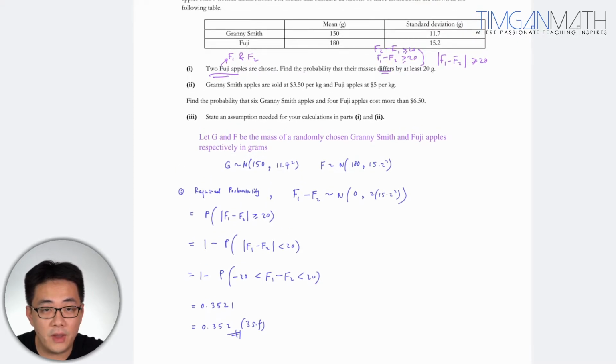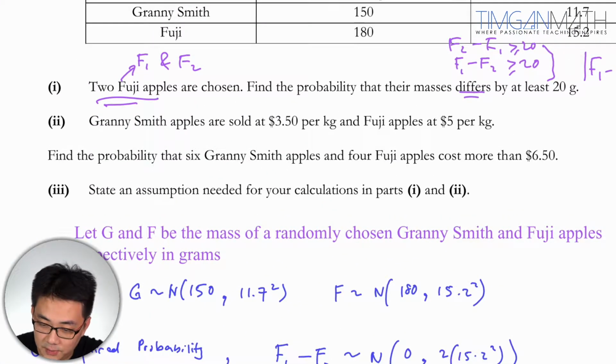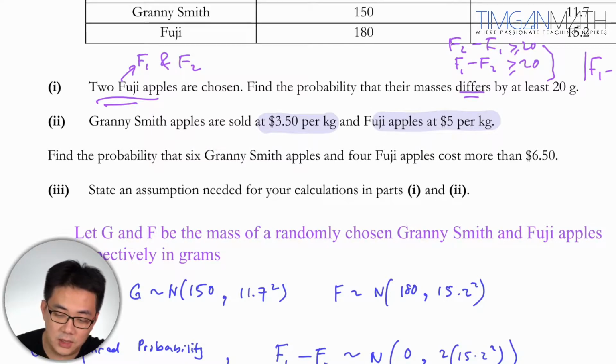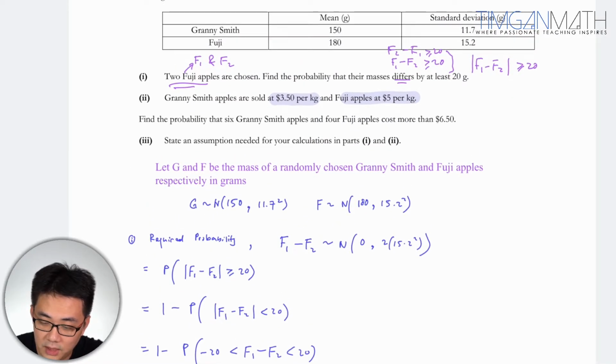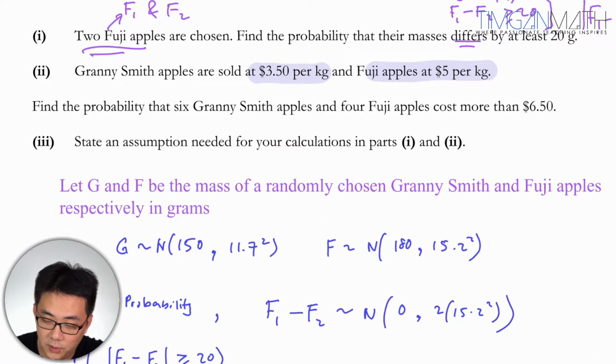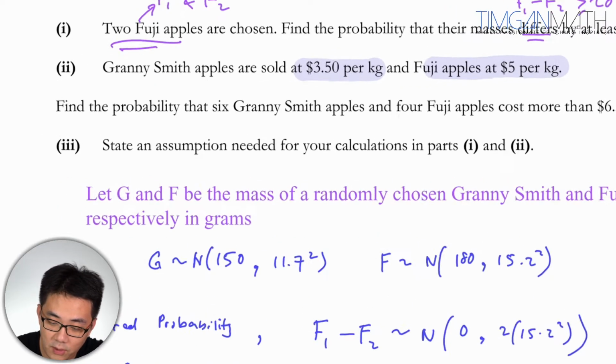So second part, Granny Smith apples are sold at $3.50 per kg, and Fuji apples are sold at $5 per kg. So this is important. Find the probability that 6 Granny Smith apples and 4 Fuji apples cost more than $6.50. Now this is very, very important.